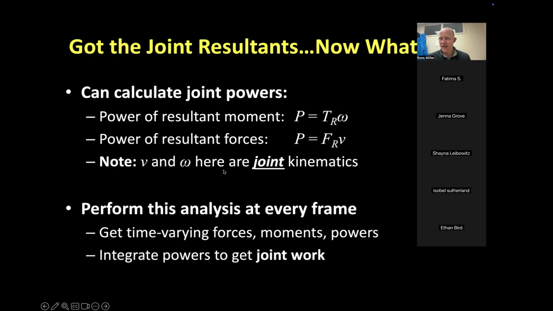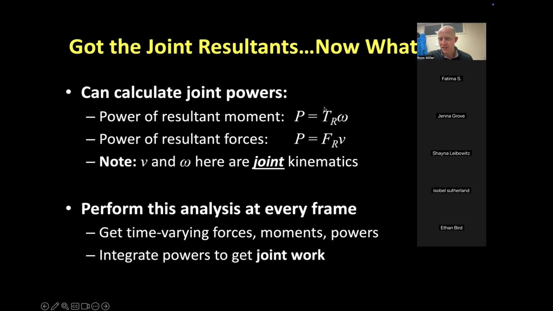So then what? After we have these resultant forces and moments at any particular joint, hip, knee, ankle, whatever, what do we do with these things? You can calculate the power at the joint. Remember, power is the rate at which work is done, work over time. Work is force times distance, and distance over time is velocity. So mathematically, it also works out that you can calculate power as force times velocity.